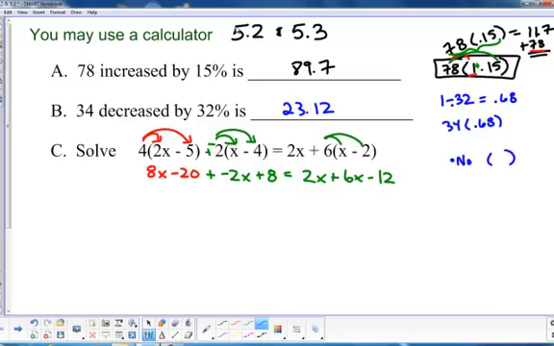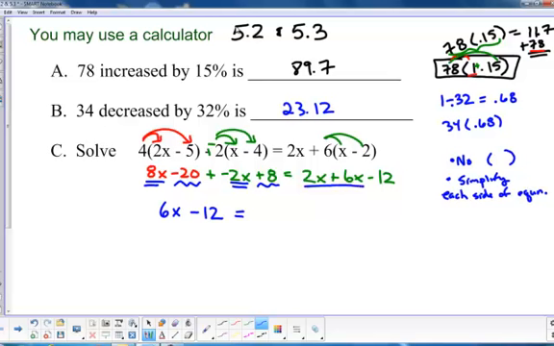No parentheses. The second step is to simplify each side of the equation. So over here, I'm going to put my x's together, and they're on the same side of the equation, so I'm just doing what it says. 8x minus 2x is 6x. And then my numbers, negative 20 plus 8 is negative 12. And then on this other side, we've got the 2x and the 6x. That's the same, which is 8x minus 12.